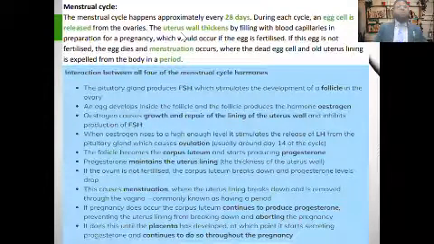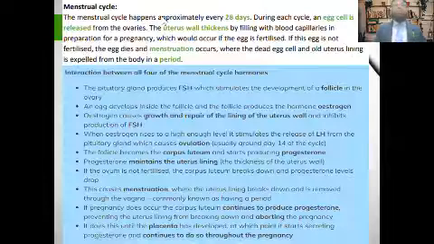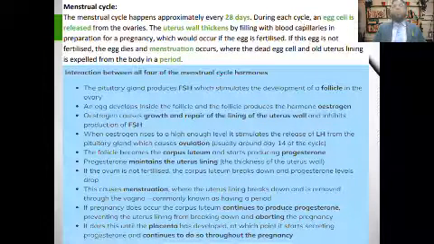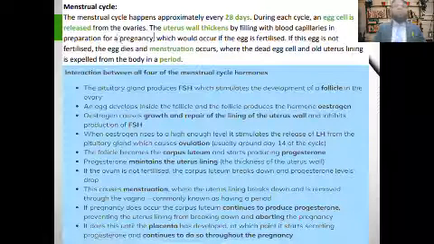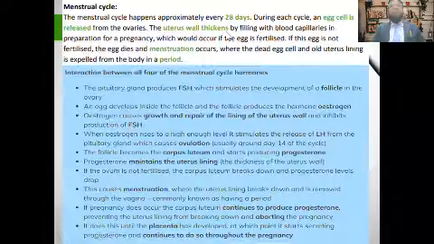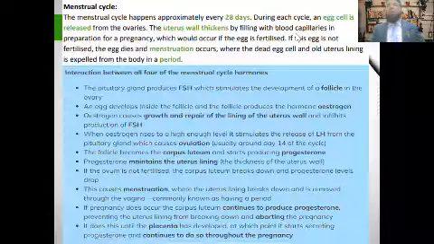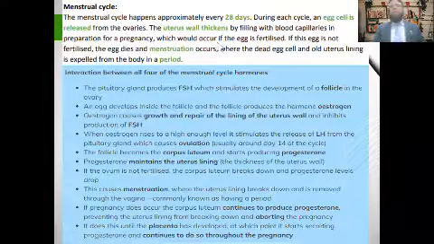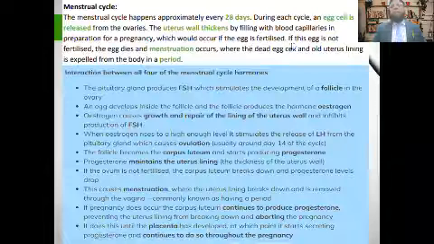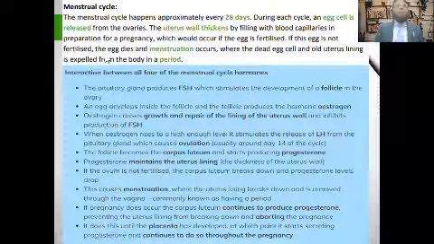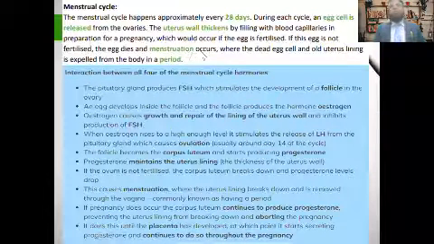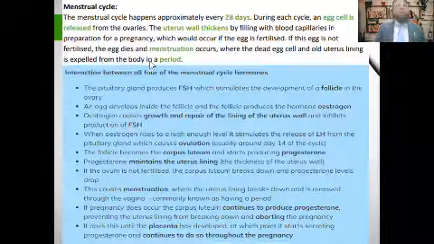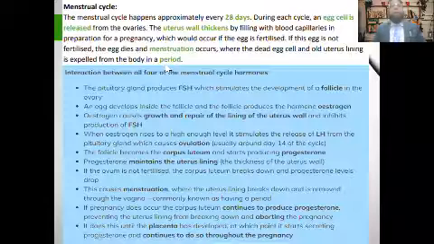Now here we will discuss the menstrual cycle. The menstrual cycle happens approximately every 28 days. During each cycle, an egg cell is released from the ovary. The uterus wall thickens, filling with blood capillaries in preparation for pregnancy, which would occur if the egg is fertilized. If the egg is not fertilized, the egg dies and menstruation occurs, where the dead egg cell and old uterus lining are expelled from the body in the period.